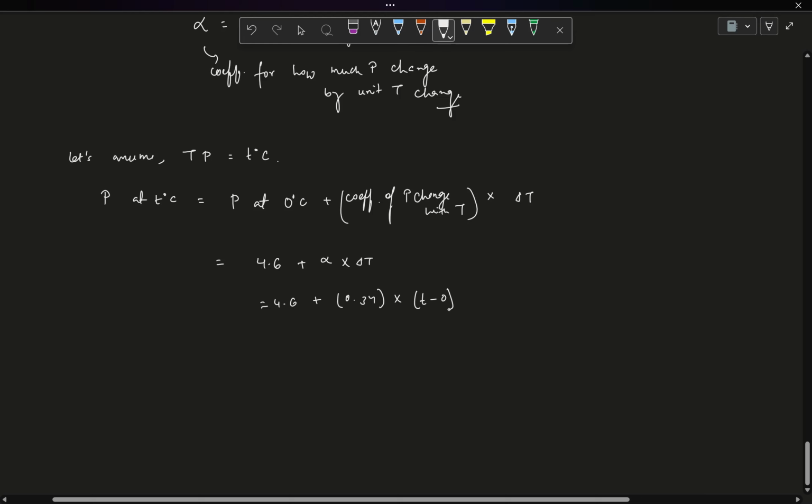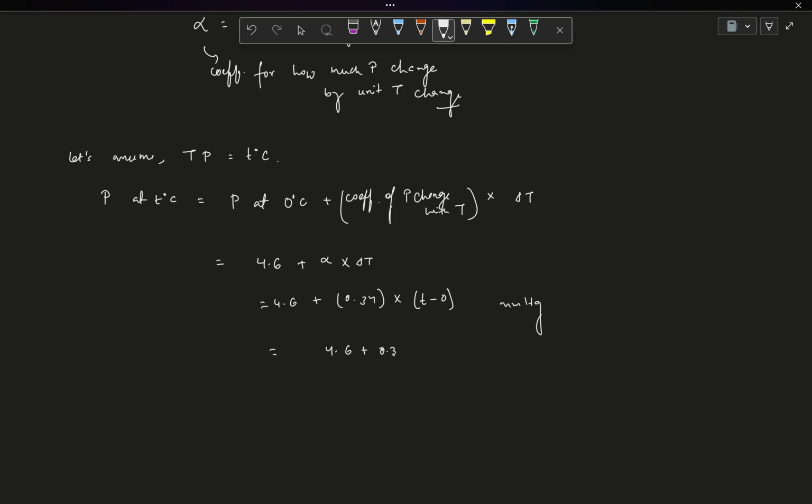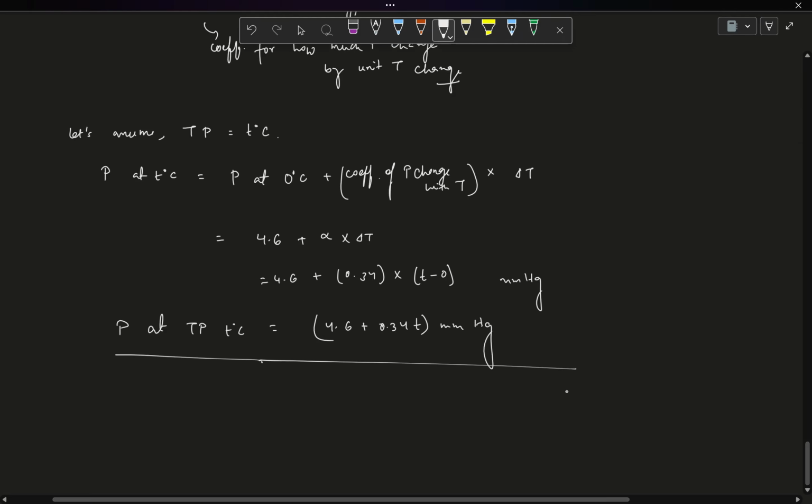Because it is a change in temperature, it does not matter what unit we define it in. This is just T minus 0, and the whole thing will be in mmHg, because that is the pressure unit we are using here. So this becomes 4.6 plus 0.34 times T mmHg. This is the pressure at the triple point, which is T degree centigrade, right?